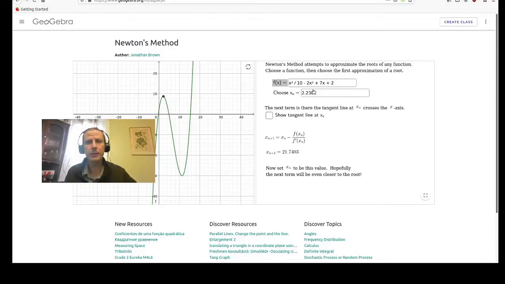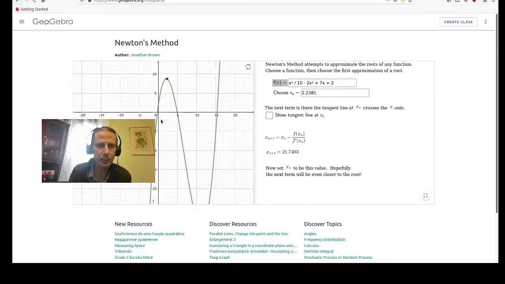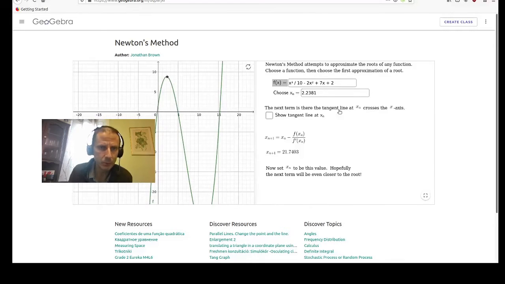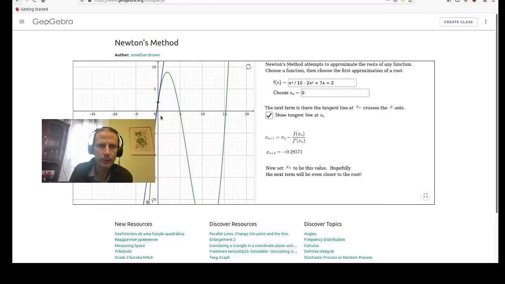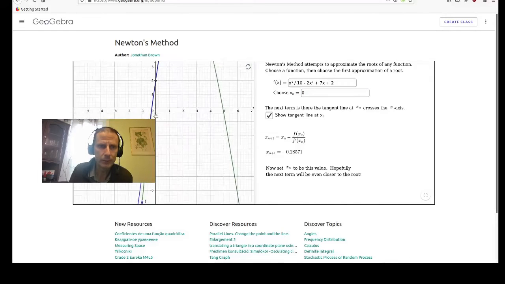So now I've got a new function in here just to show how this works for any function. This new function is x cubed over 10 minus 2x squared plus 7x plus 2. If we zoom in a little bit, we'll see we have a root and it's pretty close to 0. So we're going to have our first x value be close to 0. And now we'll show the tangent line at that point. And already we are really close to that root.